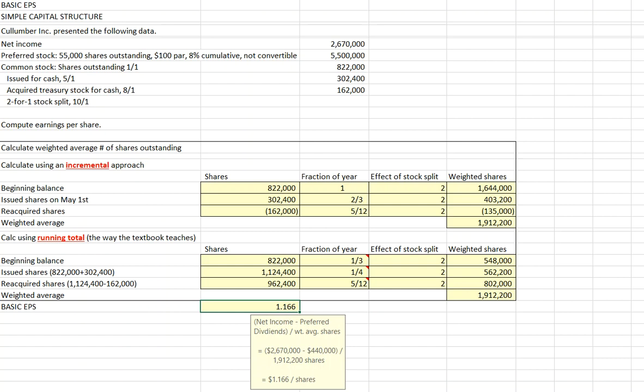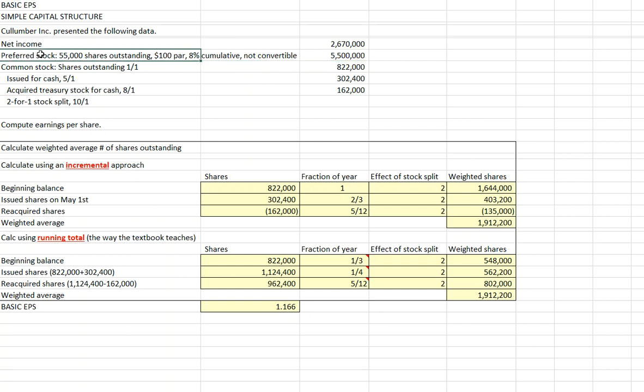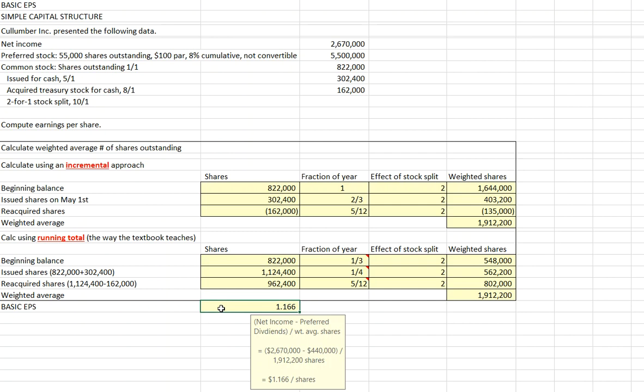Finally, we calculate our basic earnings per share. We take our net income, which was $2,670,000, subtract off our $440,000 in preferred stock dividends, and again, that was our $5,500,000 times the 8% preferred dividend. Then we take that and divide it by the 1,912,200 shares outstanding to get $1.166 per share for our basic earnings per share calculation.